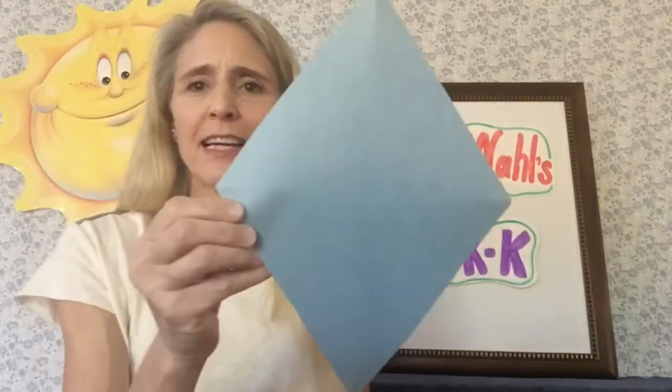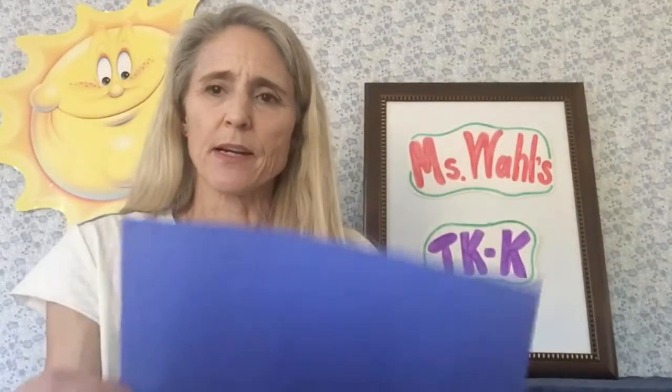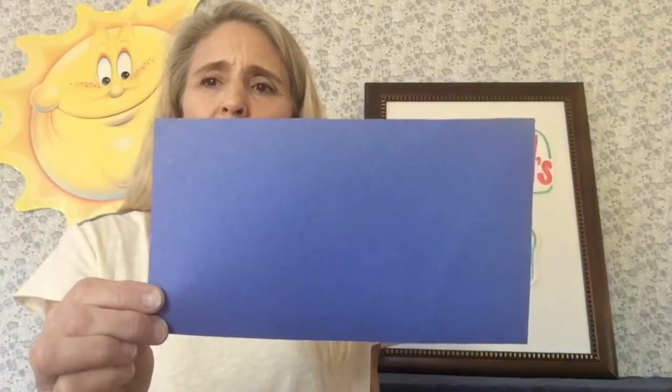How about this one? Oval, good. And this one? Triangle, good. This one? Ooh, pentagon. Pentagon, how about this one? Looks like a kite, doesn't it? Diamond, good. And this one here? Square. And this one here? Rectangle.